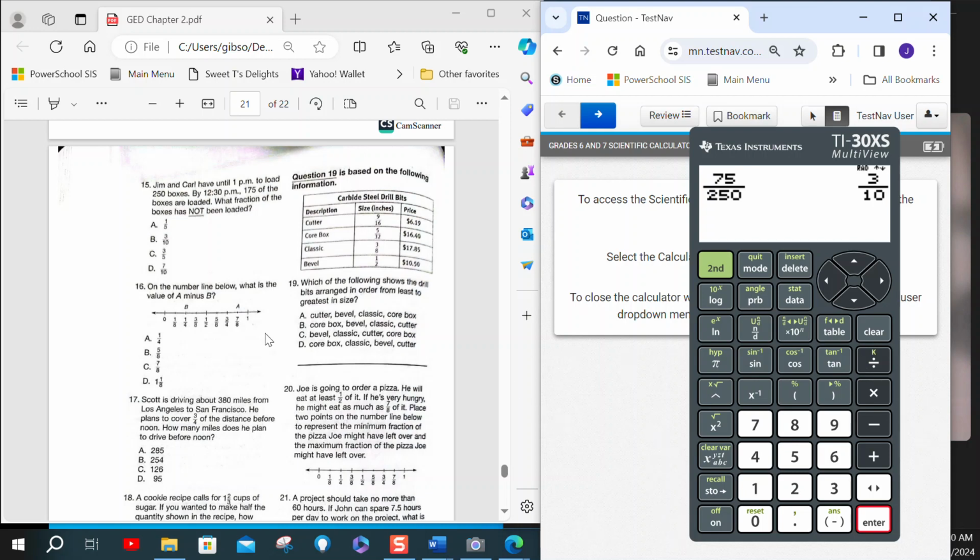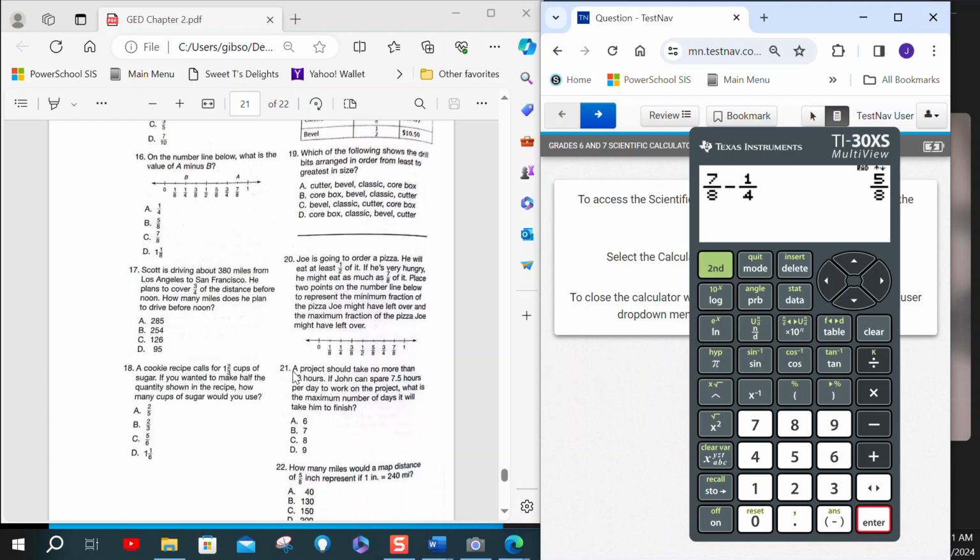Okay, 16. On the number line, what is the value of A minus B? Now, if you see here, A is 7/8, so we'll do our fraction N over D, 7, down arrow, 8, and then it's minus B. B is 1/4, so it'd be minus another fraction, 1 over 4. Press enter, we have 5/8. So 5/8 would be B. Now number 17.